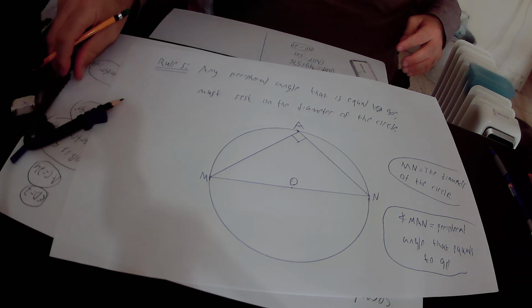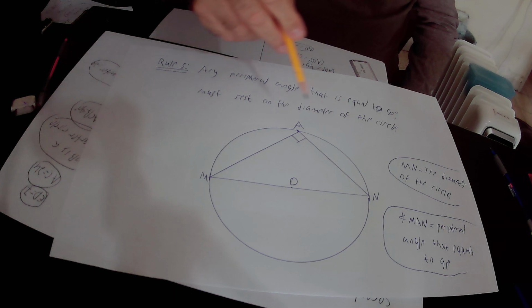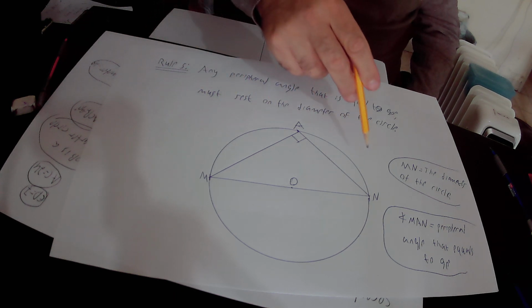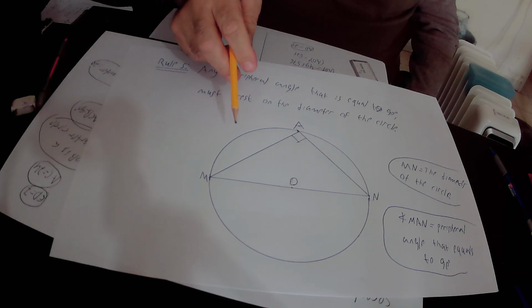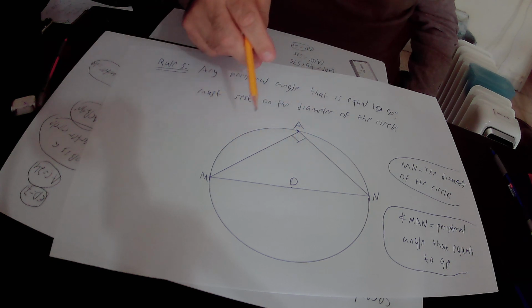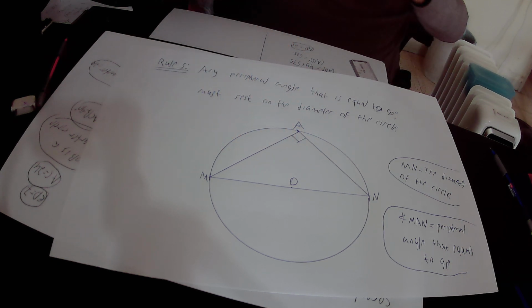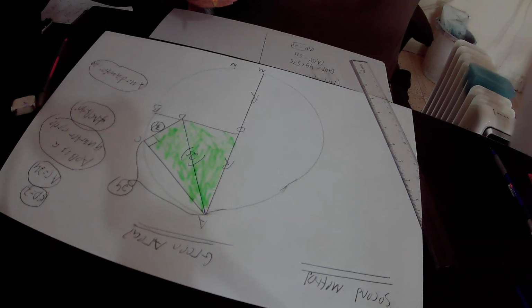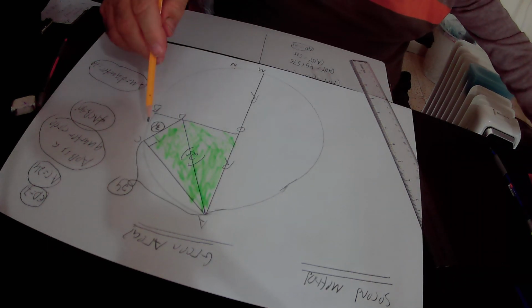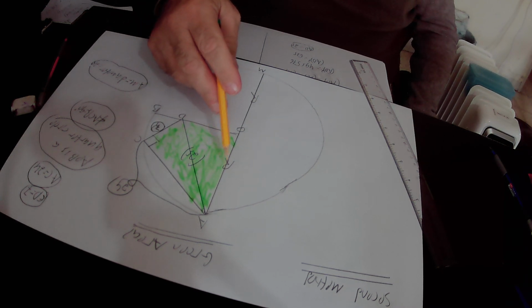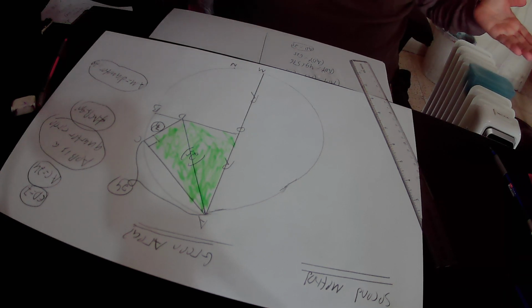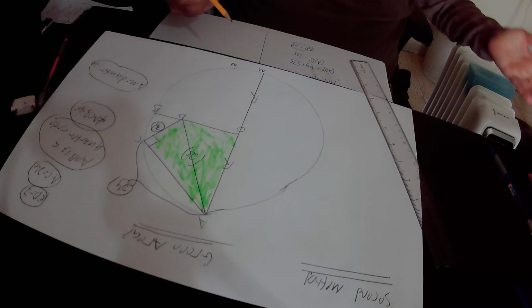Here we have the peripheral angle NAM that is equal to 90 degrees. This peripheral angle rests on chord NM that is the diameter of the circle. So according to rule number 5, any peripheral angle that is equal to 90 degrees must rest on the diameter of the circle. But here we have peripheral angle ACDN that is indeed equal to 90 degrees, and still it doesn't rest on AM, that is the diameter of the circle. So it contradicts rule number 5.